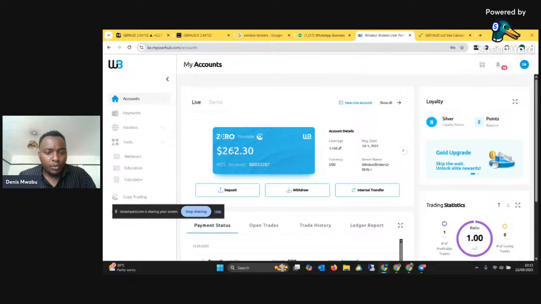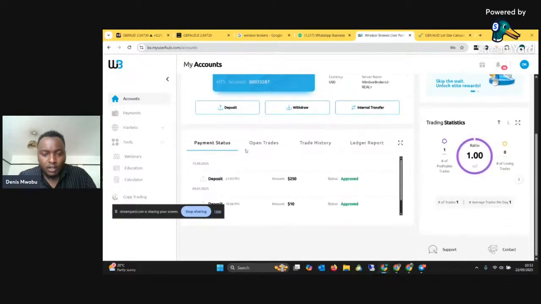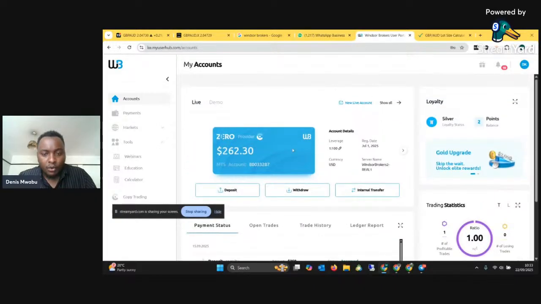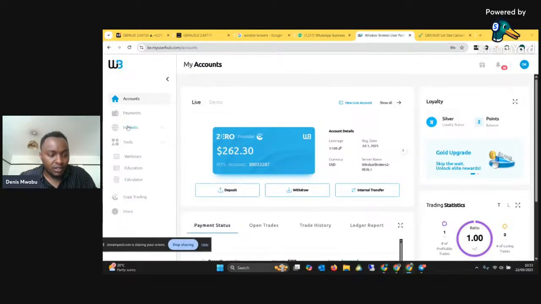So guys, I have a copy trading account that is running here. We are running it with a very low balance so that you can see how it can scale. I'm going to show you how our V3 is working.